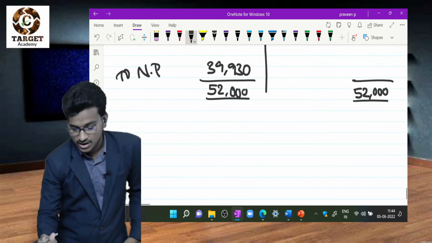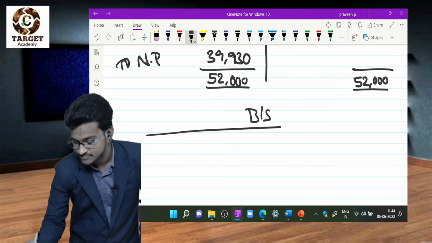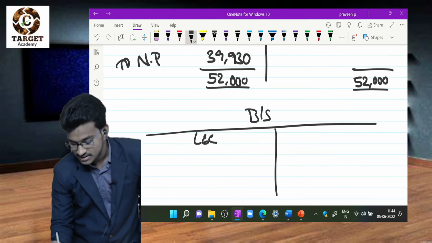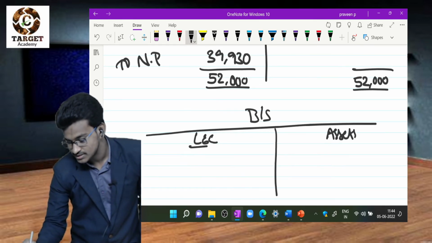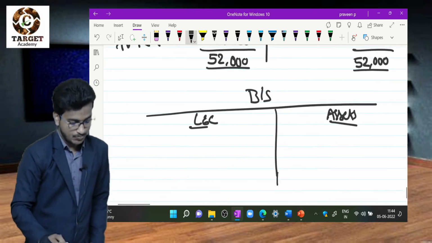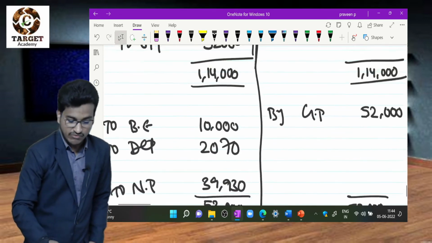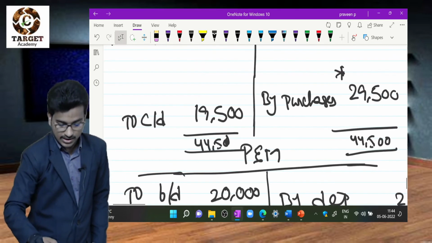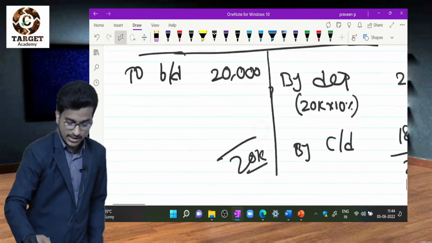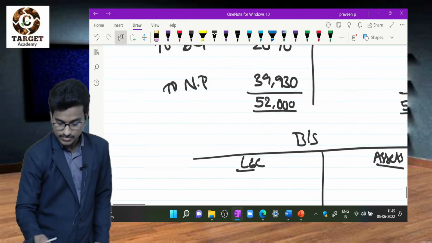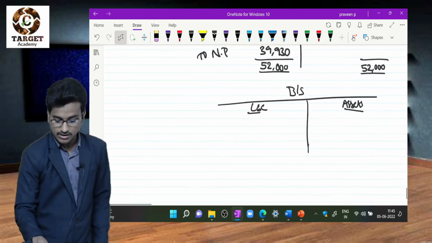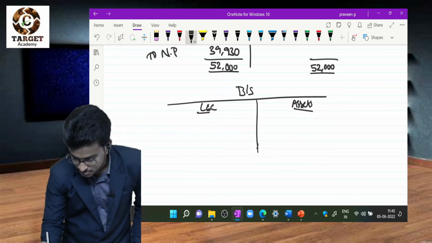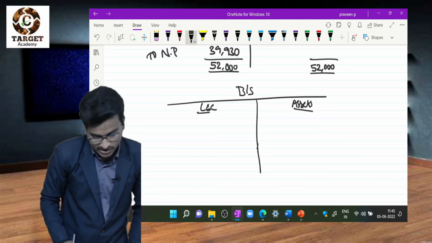What is the last one? Balance sheet. In the balance sheet, this side is liabilities and capital, this side is assets. Next, we found out closing capital just now, right? I think there is no closing capital given. First of all, we'll post assets and liabilities, then the balancing figure in the balance sheet will be the capital. Just post the assets and liabilities closing figures given in the question.